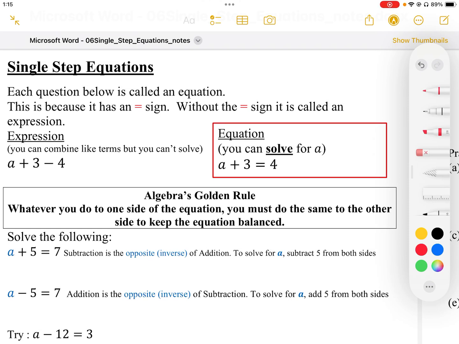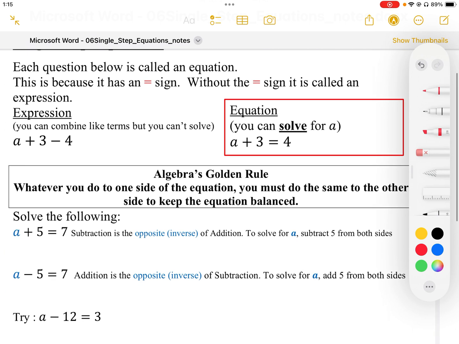Single step equations. So first of all, we're going to need to make sure that we recognize when we have an equation that we can solve and when we have an expression that we can't solve. Taking a look at the expression on the left here, this can't be solved because there's no equal. We can combine like terms, but without that equal sign, we can't solve anything.